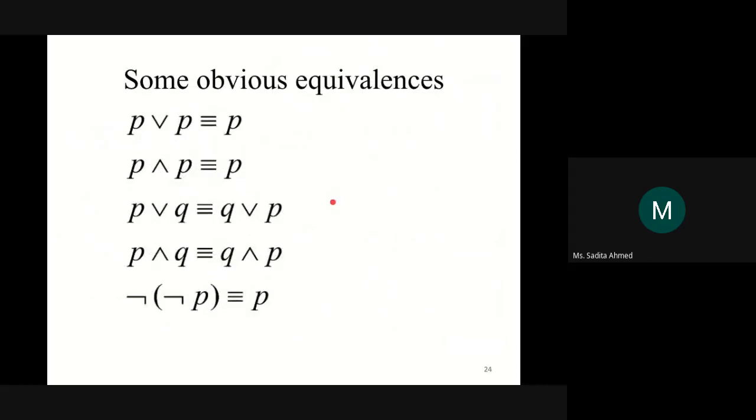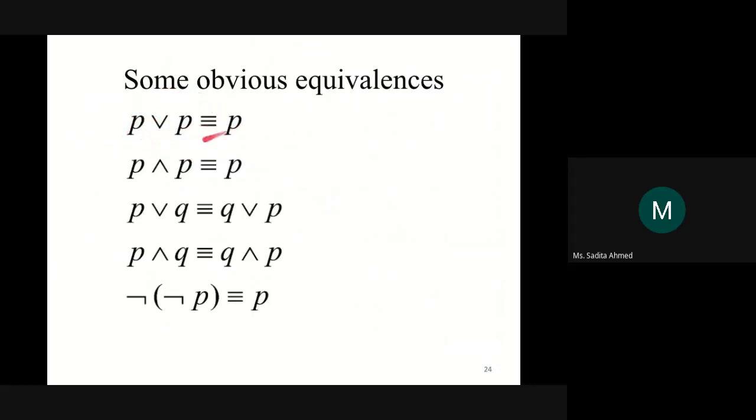Okay. Some obvious equivalences that you should have surmised by now. P or P will always give you P. All right. So obviously, it's the OR operator, and it's the same variable on both sides.